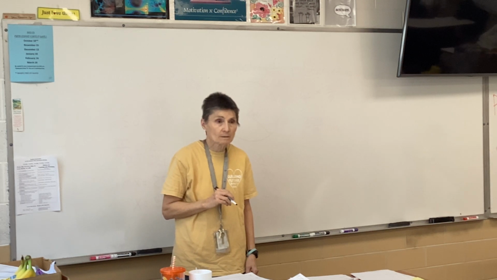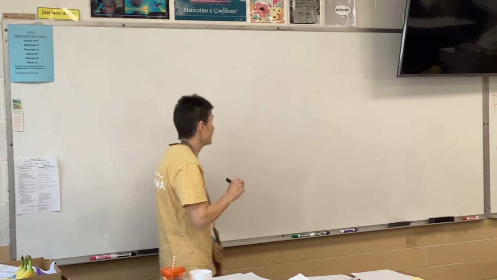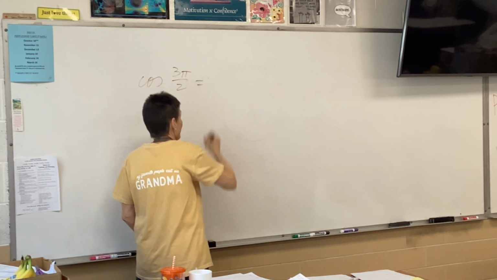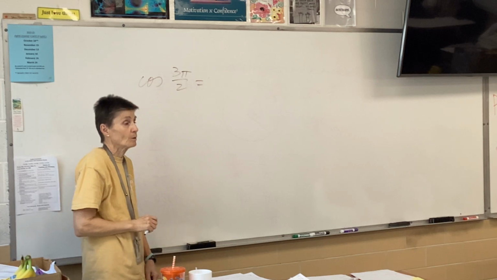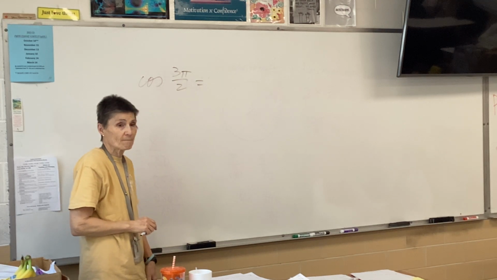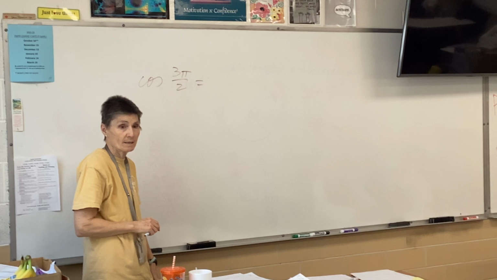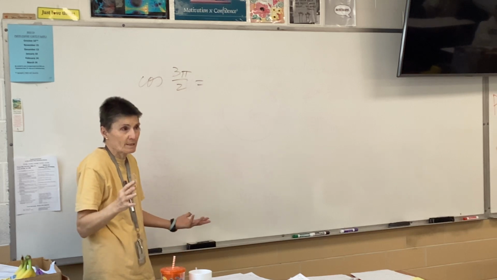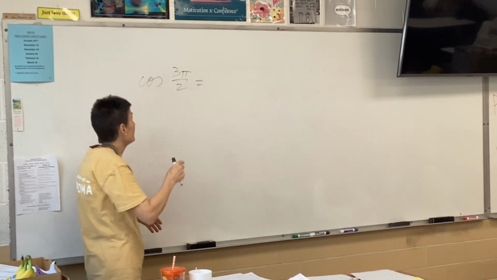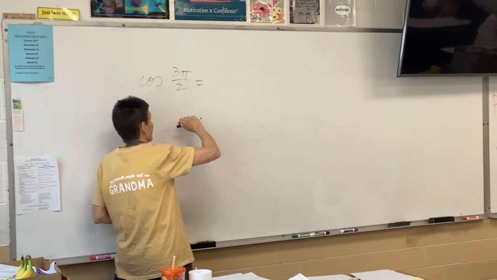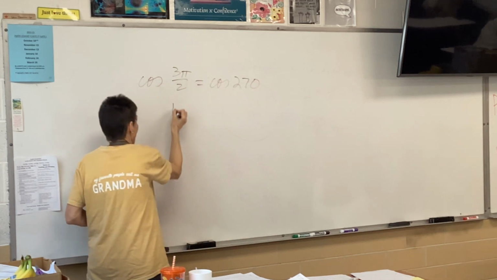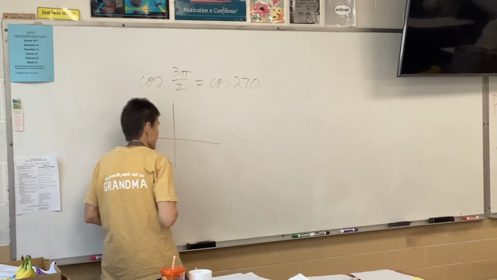Cos 3 pi over 2. Okay, so cosine 3 pi over 2, that's her question. How do I find the cosine of 3 pi over 2? Well, probably the first thing you want to do is find how many degrees this is, because you're going to end up drawing a picture. So 3 times 180 divided by 2 is 270. So we're finding the cosine of 270 degrees.